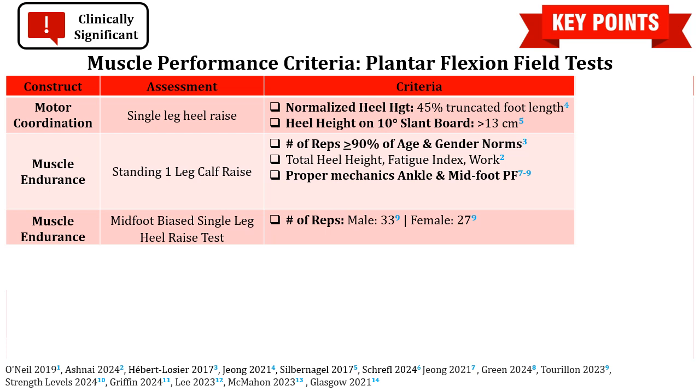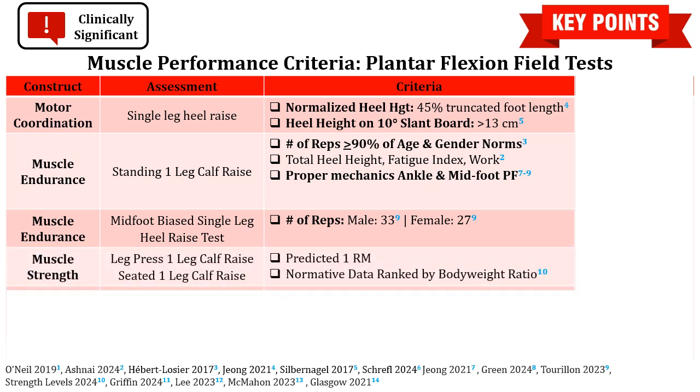Muscle endurance, midfoot biased single leg calf raise. This is where you're doing it on an incline slant board with the toes over the edge of the slant board, another way that you can bias your assessment more toward the midfoot. Single leg muscle strength: the one-legged leg press, or the seated calf raise, as I mentioned, with your predicted 1RM and normative data. Again, both of these have been provided within the handout.